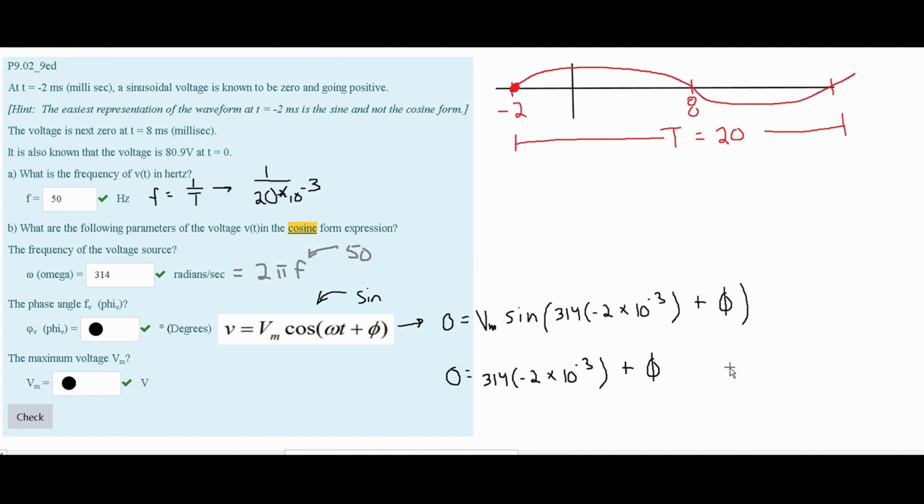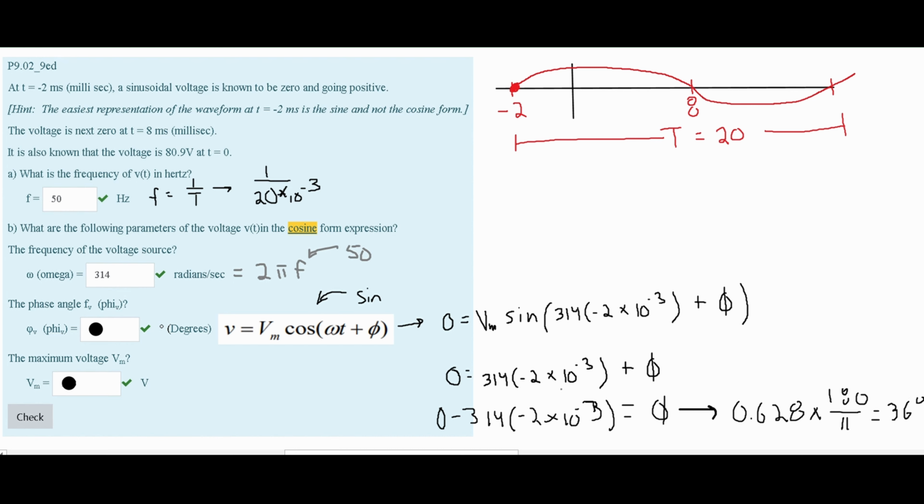Multiplying everything together, we get that our phase angle is approximately 0.628. This is in radians, and we want to convert it to degrees. To convert to degrees, we multiply by 180 and divide by pi, so the radians cancel out and we are left with degrees. Doing this, we get approximately 36 degrees.